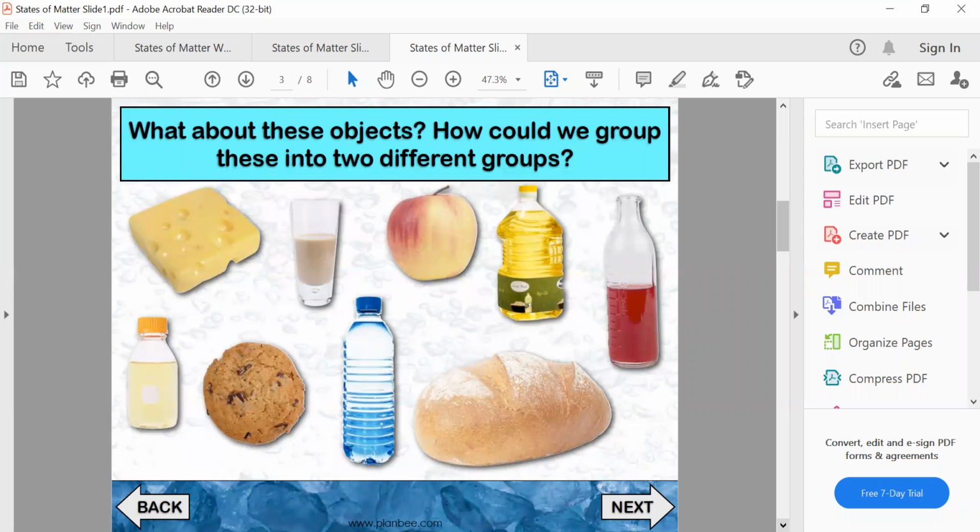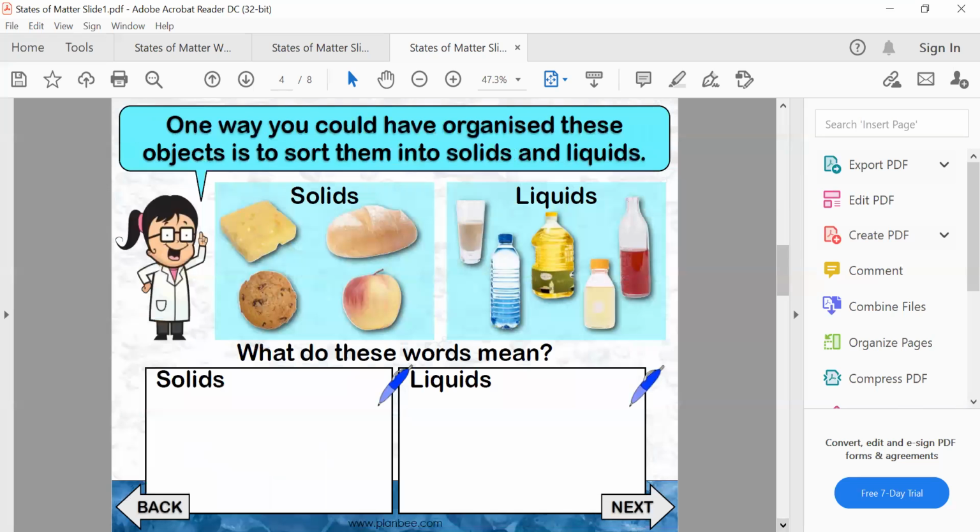What about these objects? How could we group these into 2 different groups? Look at all the things we've got. Have you got an idea? Especially as the word I used on the last video. Have a think. Did you get it? Solids and liquids. Okay, so that's one way we could organise them. So what do these words mean?